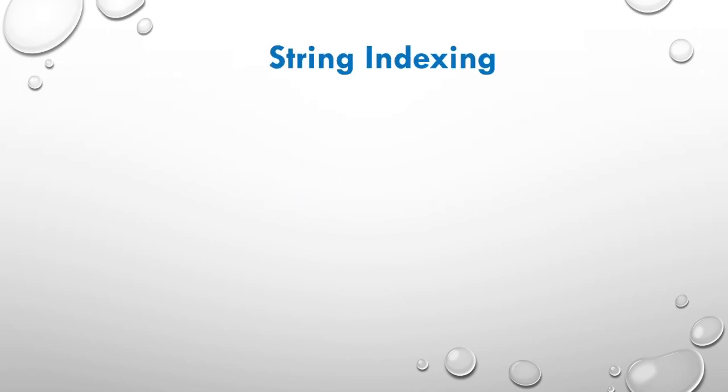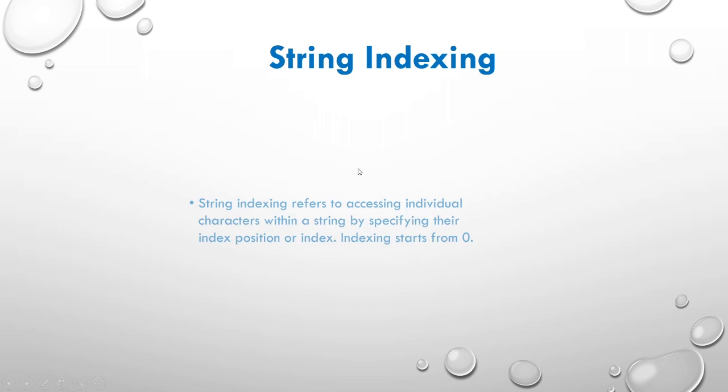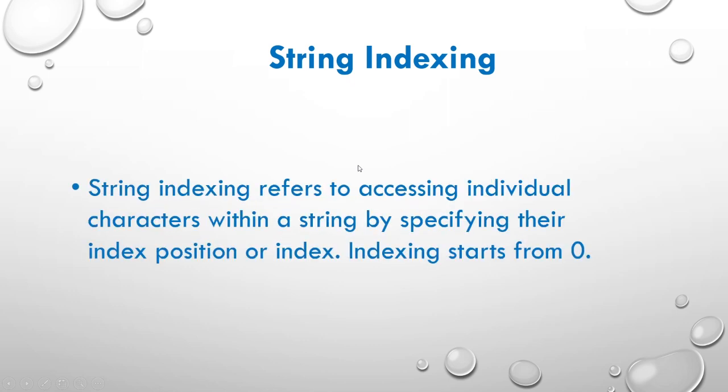Okay, time to look at string indexing. What do we mean by indexing? String indexing refers to accessing individual characters within a string by specifying their index position. One important thing you should take note of is that the index starts from 0. The index of a string begins with 0. So if you have a string, whatever it is, you have to start counting from 0. The next one will be 1, and so on.